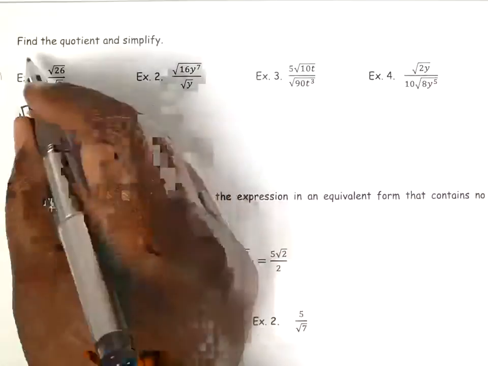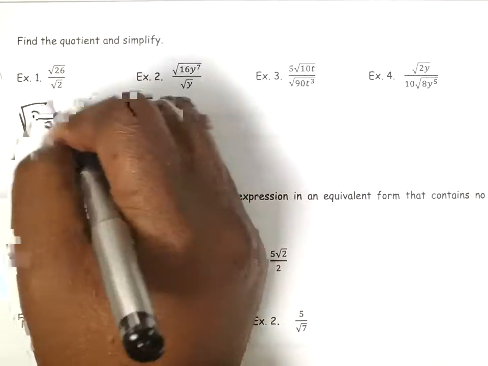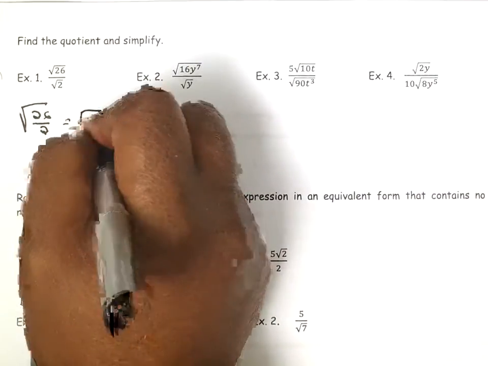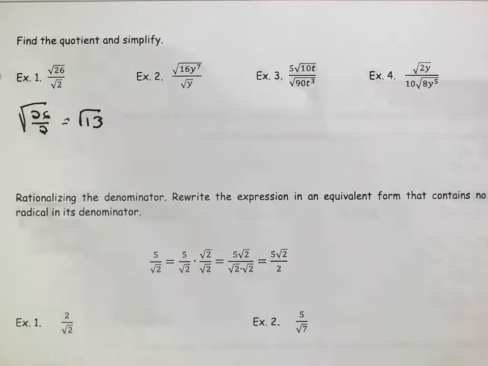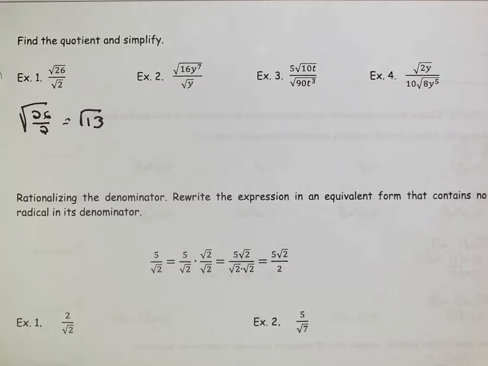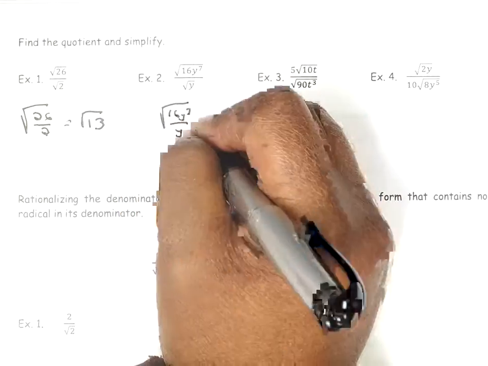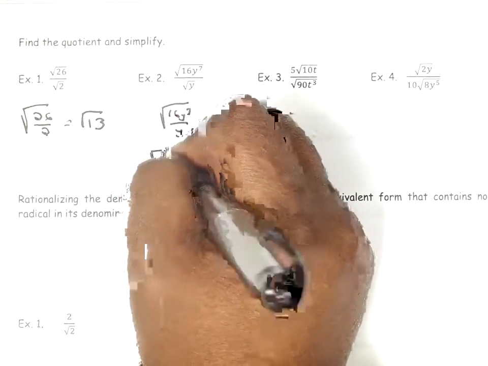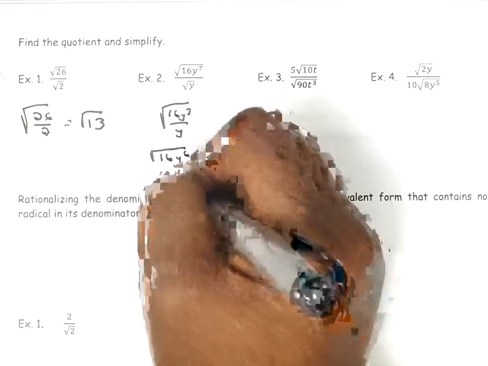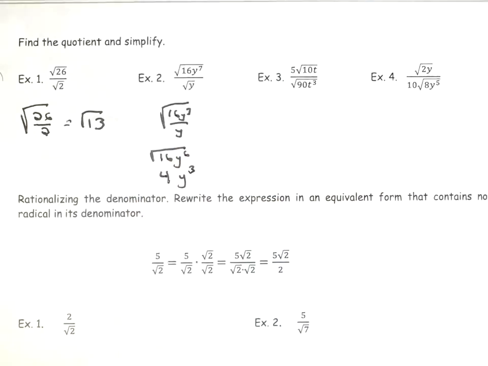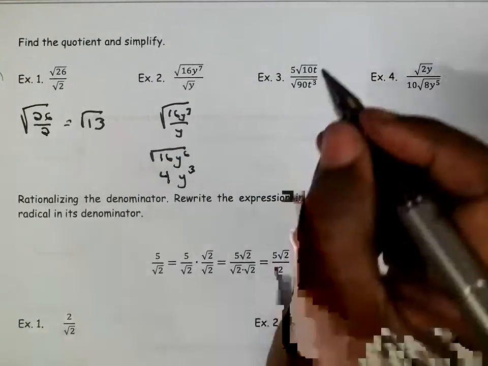But for this first one, 26 over 2, well, 2 goes into 26 13 times. So that's just the same thing as the square root of 13, which has no perfect factors, so that's my final answer. The 16y to the 7th over y, well, y to the 7th over y is going to reduce to y to the 6th, so it's just 16y to the 6th, and that's a perfect square, so my final answer for that piece is 4y cubed.